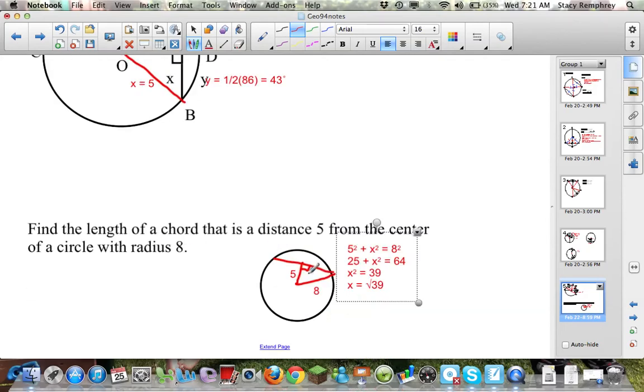For this one, you might need the diagram. That might have been a little confusing, but I have a chord. It's 5 from the center. So here's the center. Its distance from the center is 5. The radius is 8, and I'm going to choose to draw the radius to make the right triangle. I'll use the Pythagorean theorem to figure out that this is the square root of 39. So the length of the entire chord is going to be 2 square roots of 39.